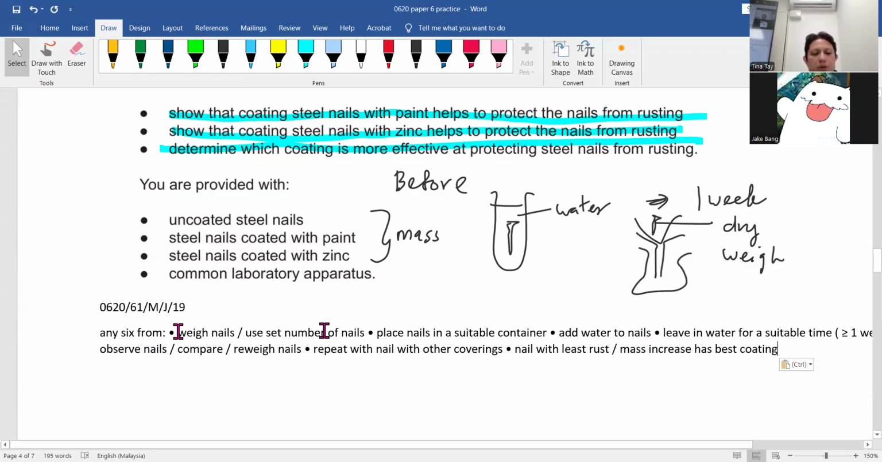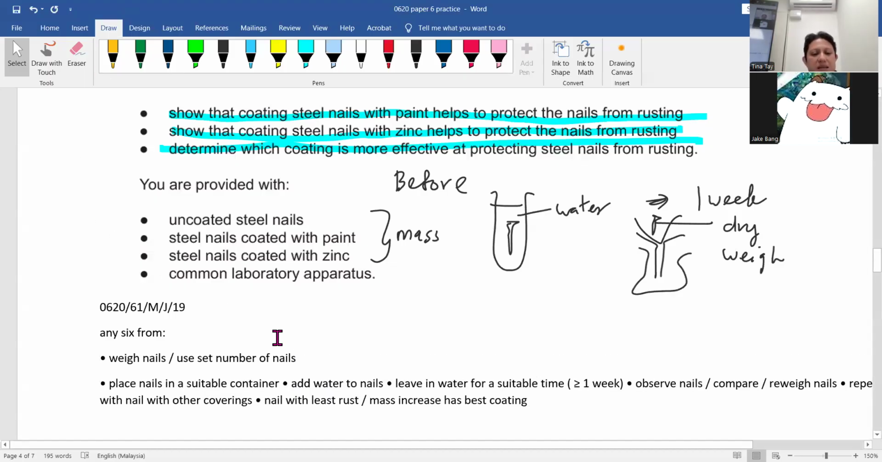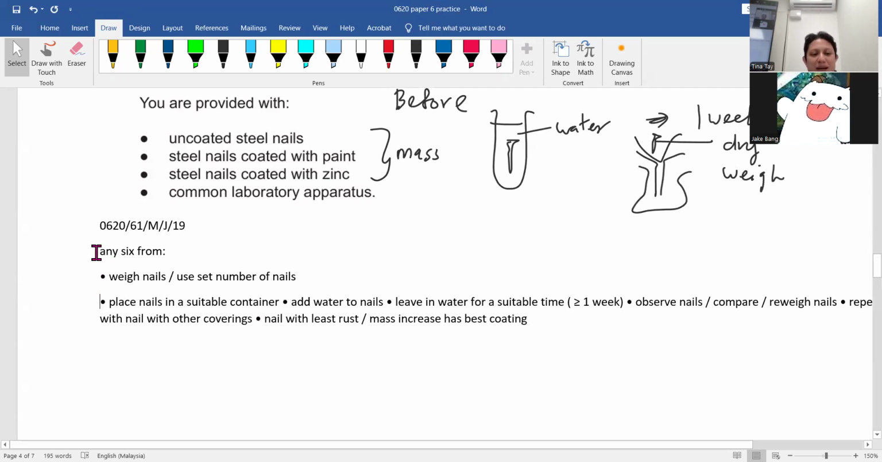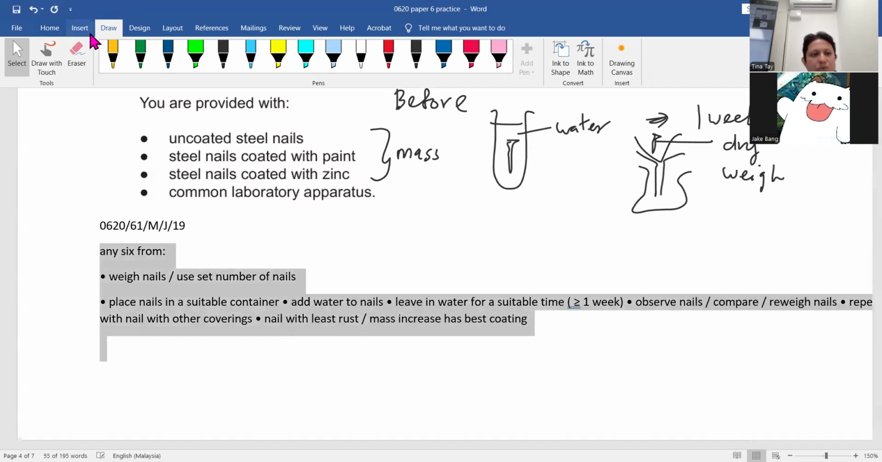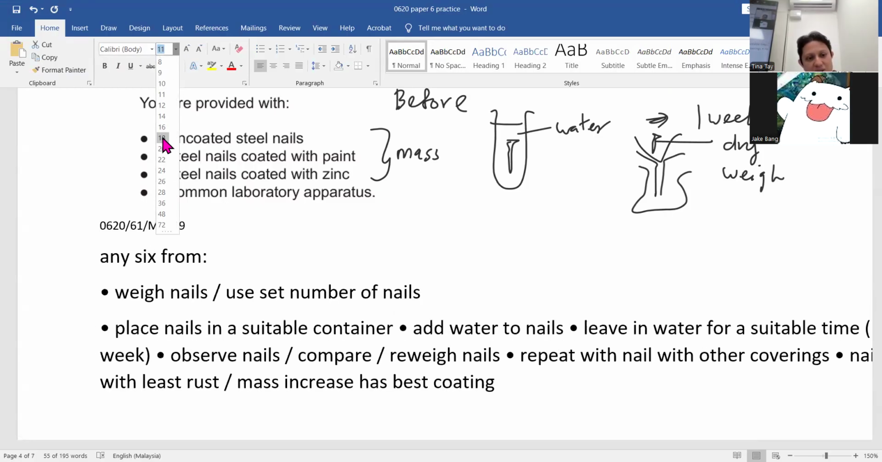Okay. Weigh the nails. Place nails in a suitable container. You cannot just copy from the marking scheme. Some students I see them copy from the marking scheme. I don't know whether you understand or don't understand.